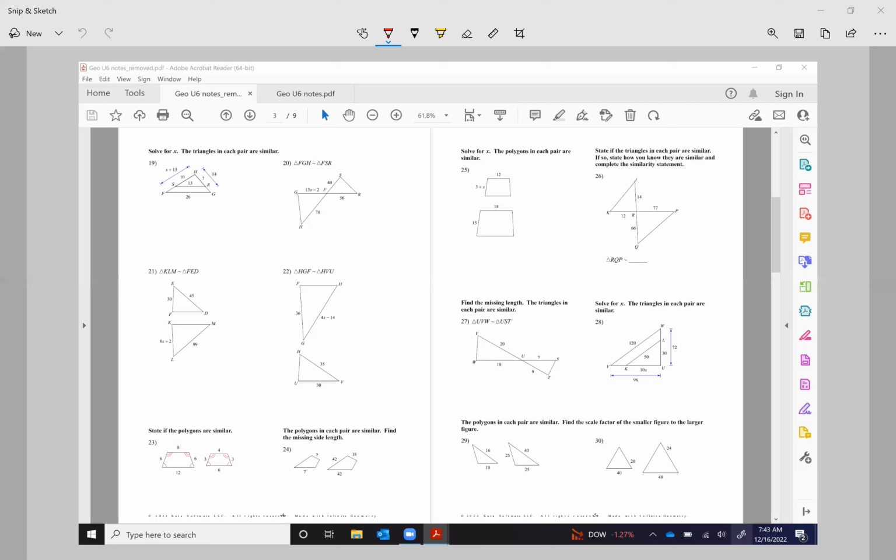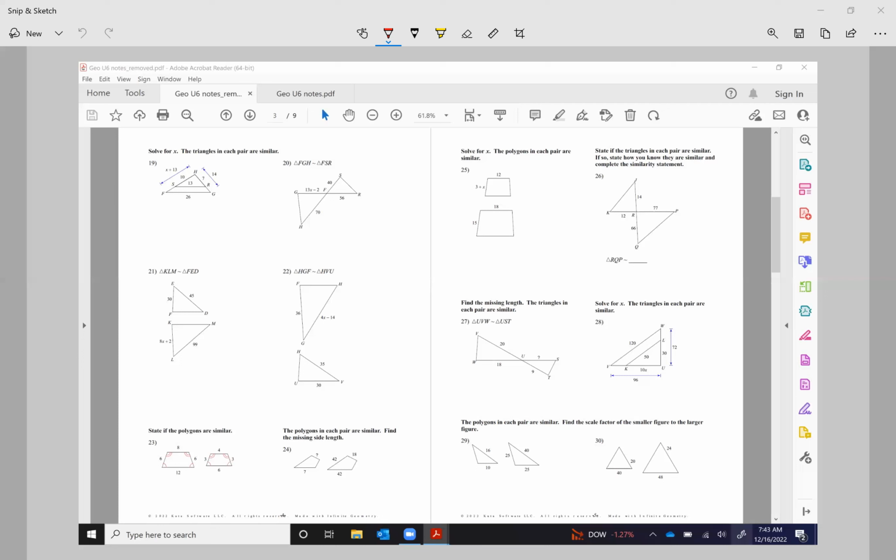I have to ask myself, is this the big side or the small side? I had two sides, two measurements to begin with. Now this is the big side. Therefore, I'm going to use the side AB. So it's going to be the triangle ABC.